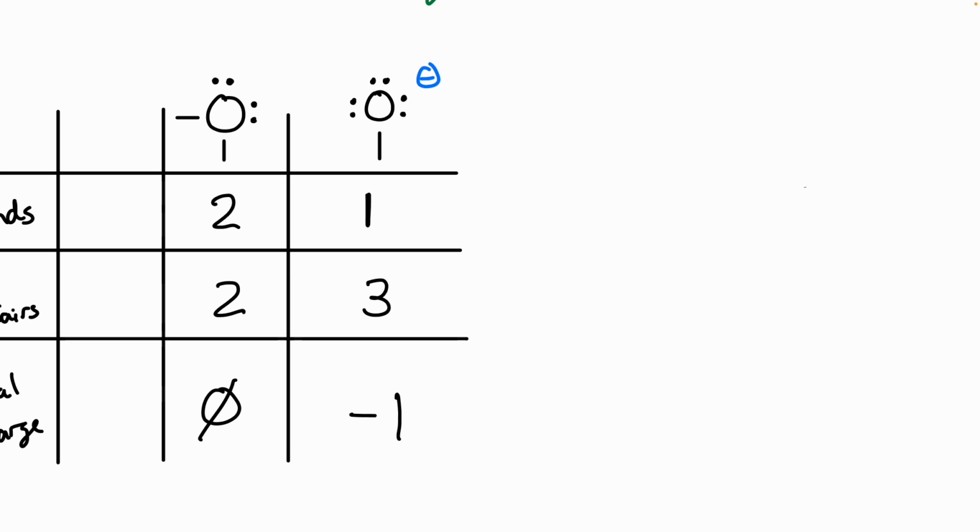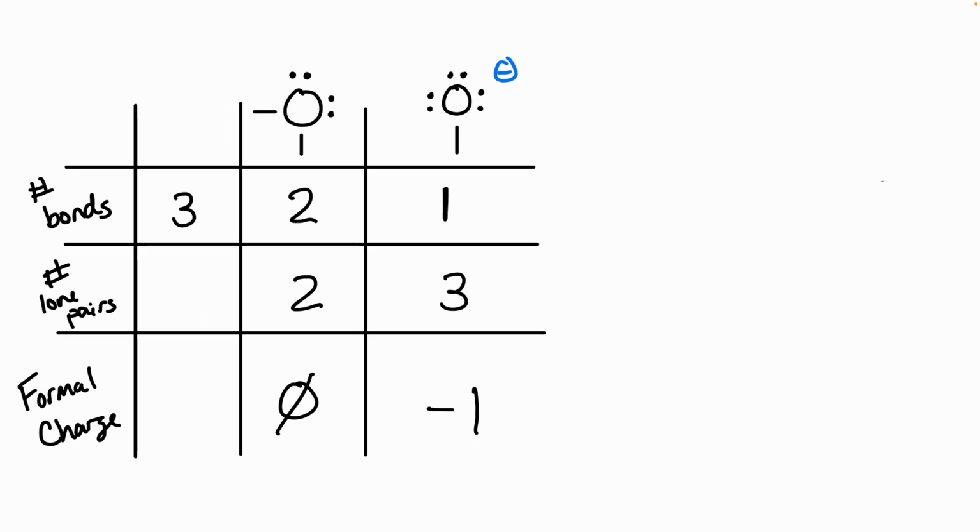And then if we do the exact opposite, we turn one of those lone pairs into a bonding pair. So instead I'm going to increase the number of bonds and decrease the number of lone pairs. So for example, an oxygen with just 1 lone pair and 3 bonds would then have a formal charge of +1. A hydronium ion, for example, is an example of an oxygen with a formal charge of +1. It's got 3 bonds and 1 lone pair.